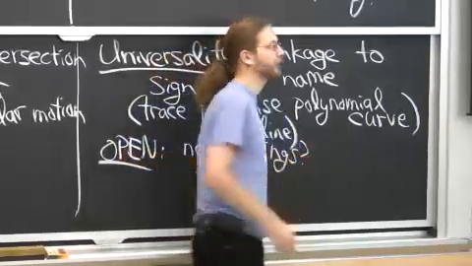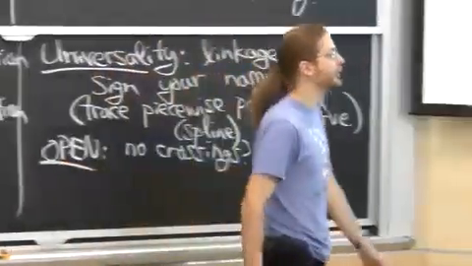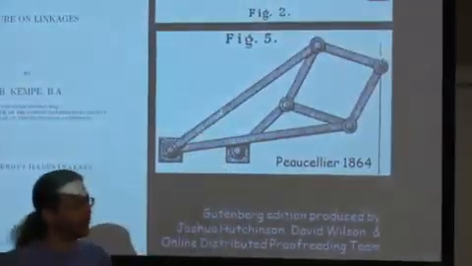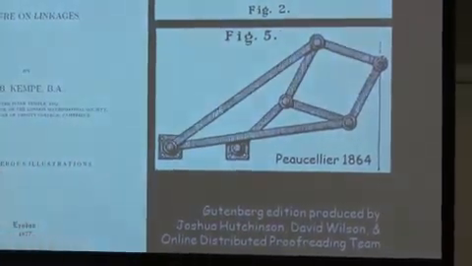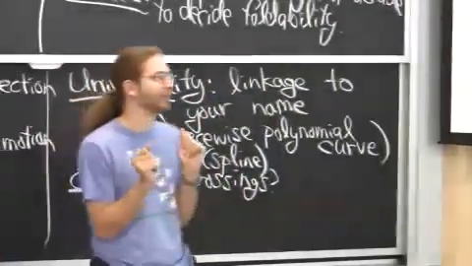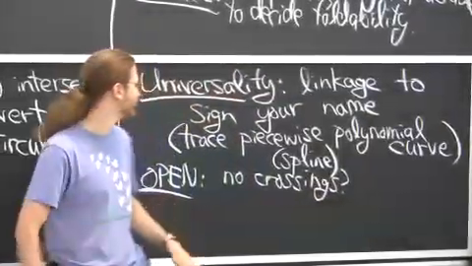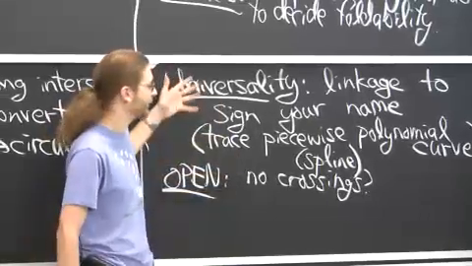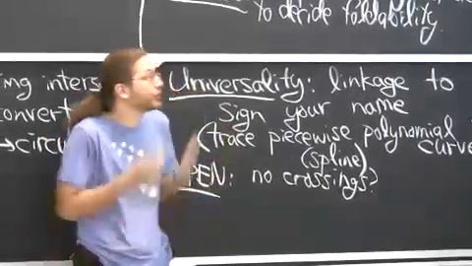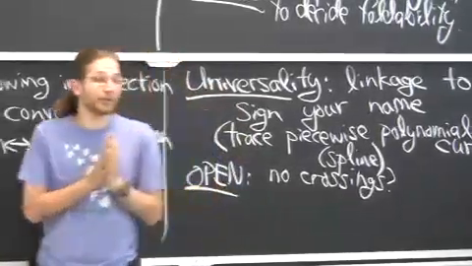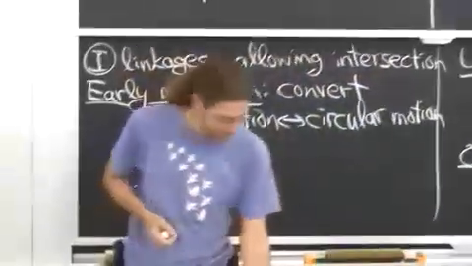So these linkages, like the ones I've been showing here, like the Peaucellier linkage, there's crossing bars. And yeah, you can do that, but what if you forbid crossings? It'd be really cool to sign your name with a linkage that doesn't even cross itself. That's totally open. Getting any kind of result, positive result, maybe not everything, but at least getting some interesting things. Even drawing a straight line, I think, is open. It could be a fun problem to work on.